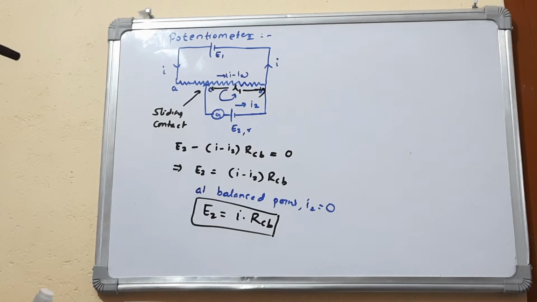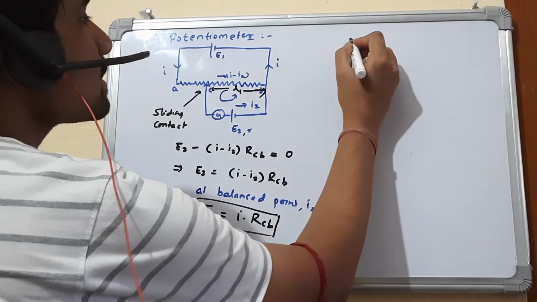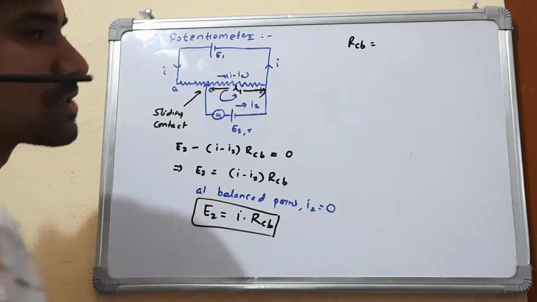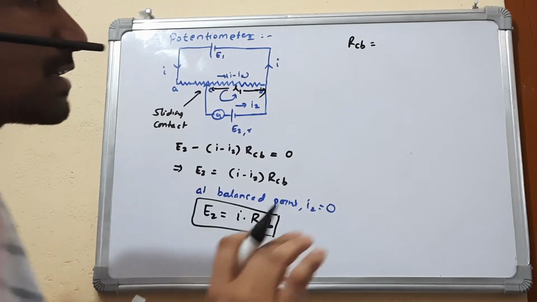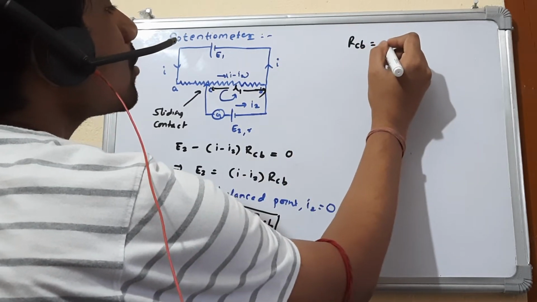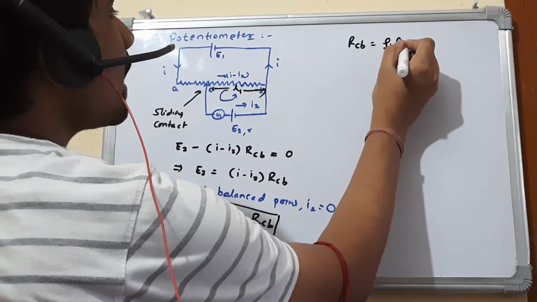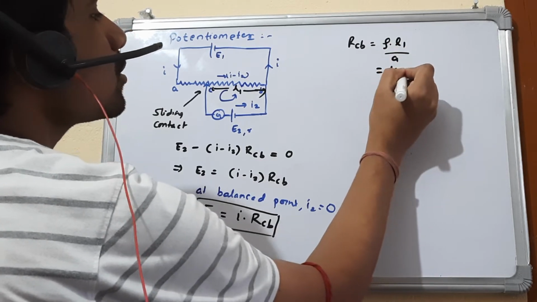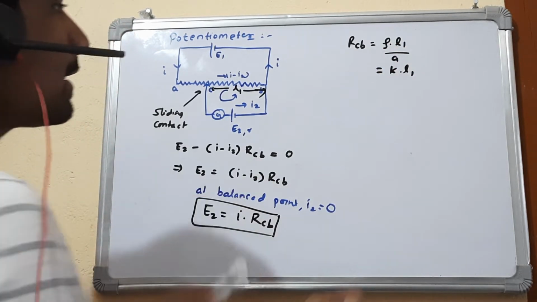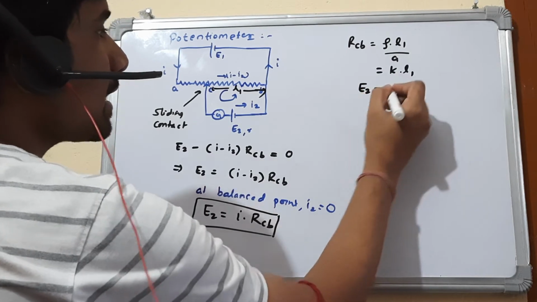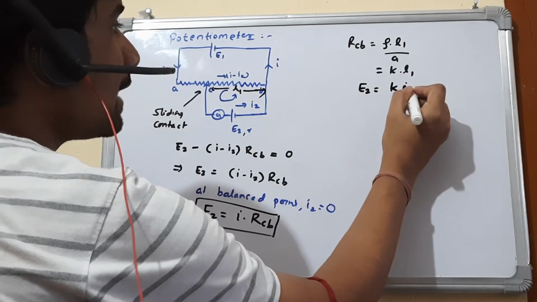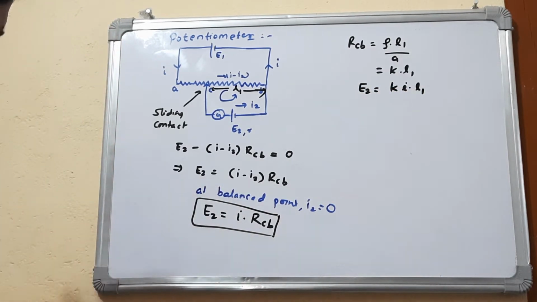Now, can I write it like this? That resistance CB, if we maintain the same cross-section area and resistivity, will be equal to some constant. So this is rho into L1 by A, so some constant into L1. So if I write it like this, E2 will be K times I into L1.